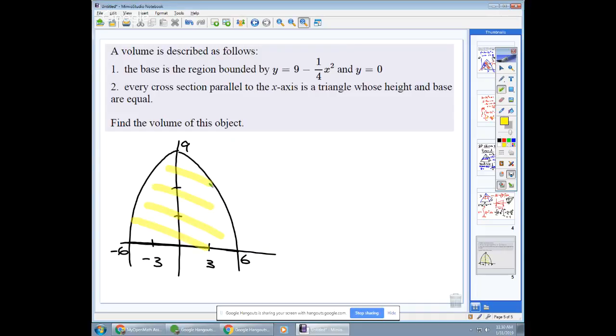Okay, so now we want cross sections parallel to the x-axis. Okay, so here's a cross section parallel to the x-axis.